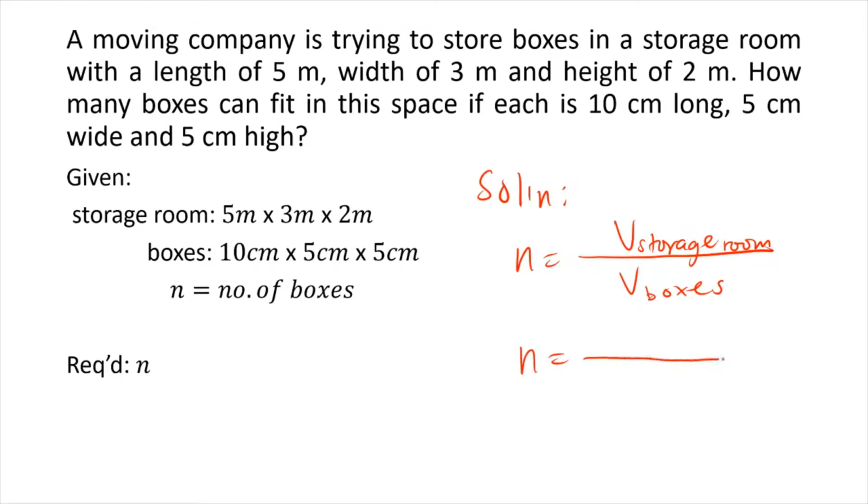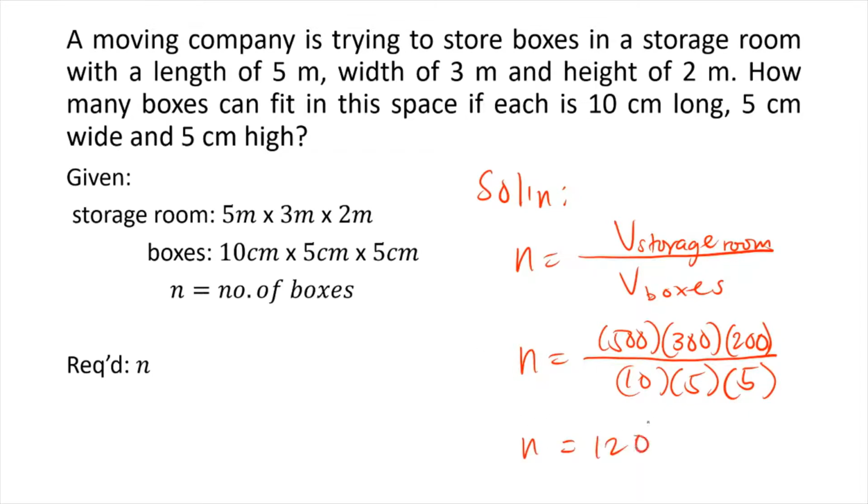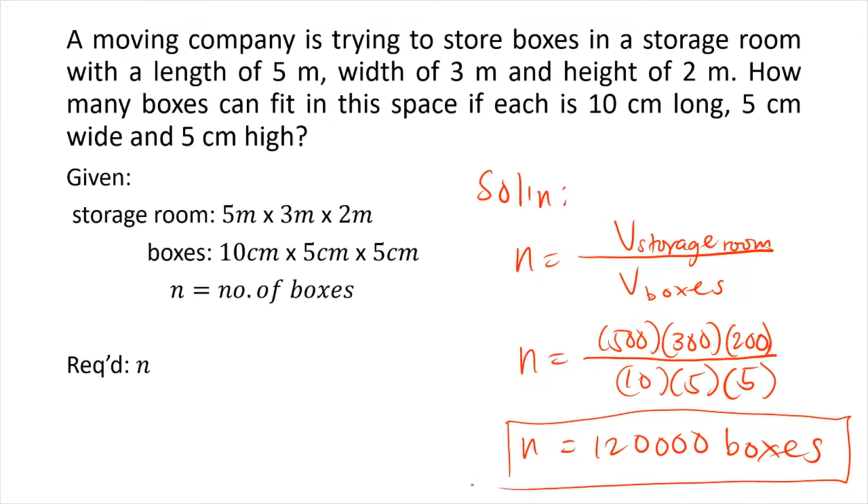Okay, so n now is equal to 5 meters, or in centimeters, that's 500. 3 meters equivalent to 300 centimeters, and then 2 meters, 200 centimeters. Divided by 10 centimeters times 5 centimeters times 5. So n is equal to 120,000 boxes. This is now the number of boxes that can fit in the storage room.